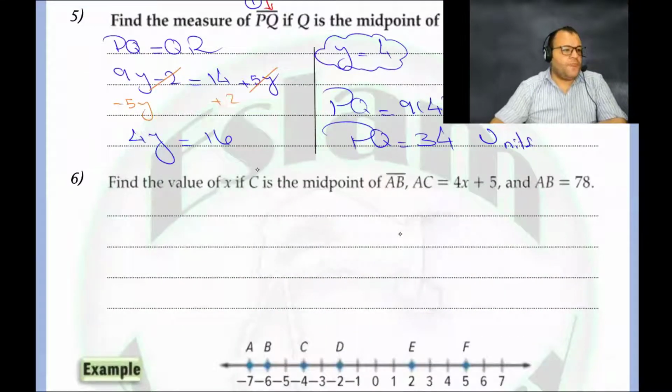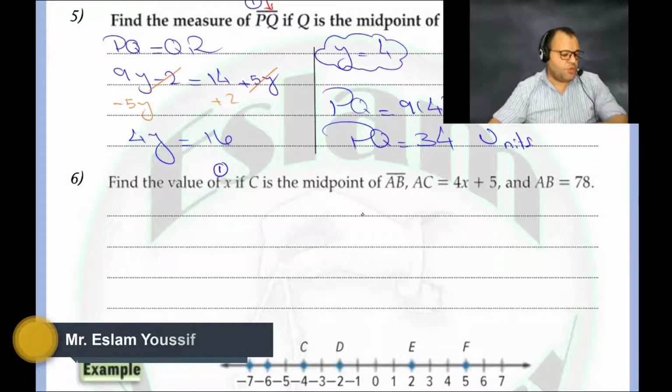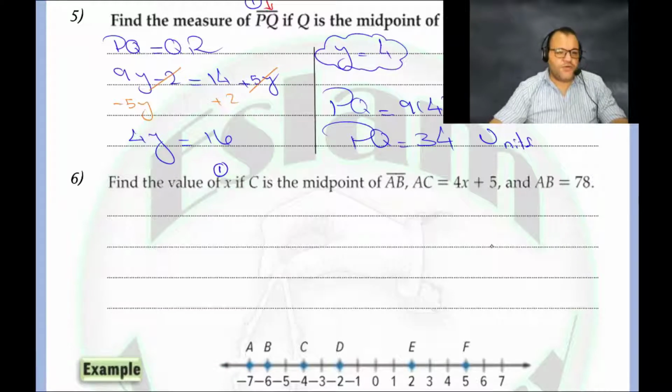Alright. Okay. We need to find the value of x. That is the required number 1. If C is the midpoint of AB, we need only one thing, which is the value of x. So draw the line. We have A, B, and C in the middle. AC equals 4x plus 5. And all of AB is 78.